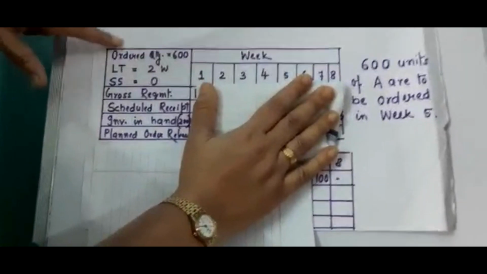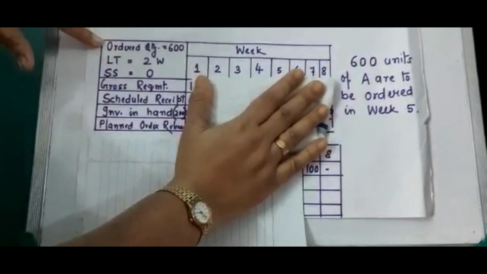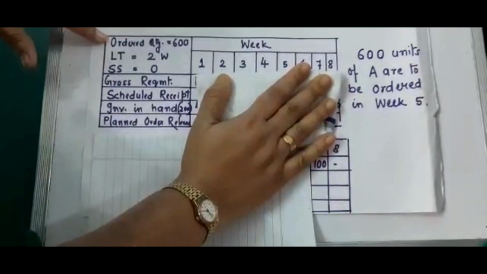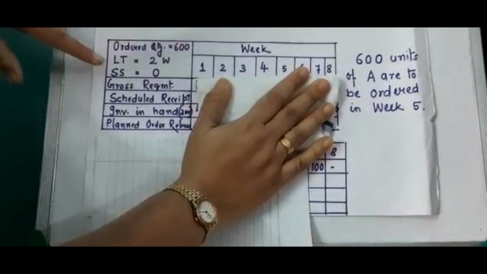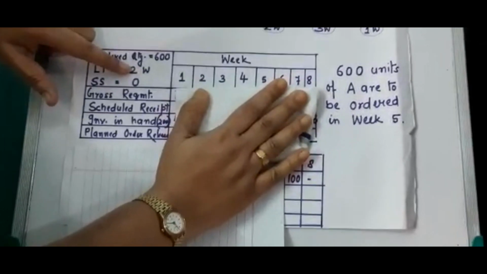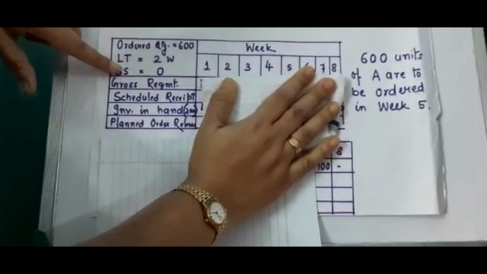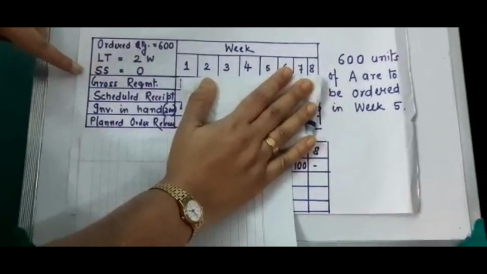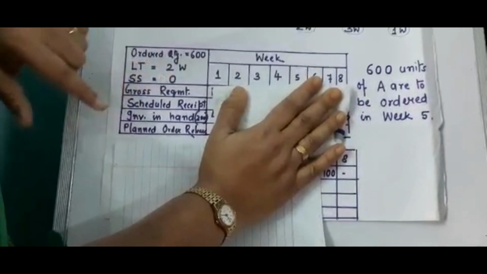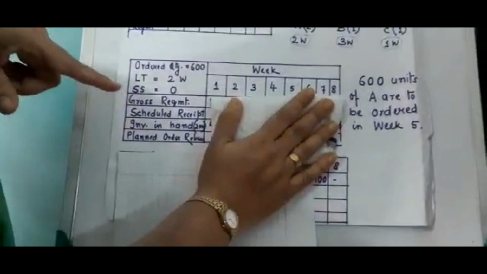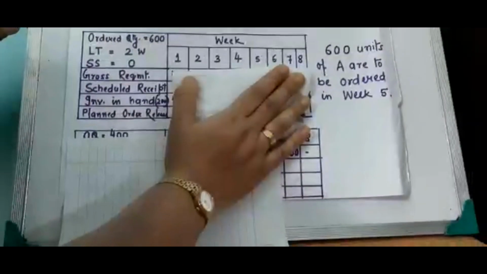The first cell we have to write the order quantity. Order quantity for A is how much? Since we are making the MRP plan for component A, we have written the order quantity for A is 600, which is given. Lead time of procurement for A is 2 weeks. That is also given in the problem. SS stands for safety stock. Are we maintaining any safety stock? In this case, we are not maintaining any safety stock. So safety stock is 0.